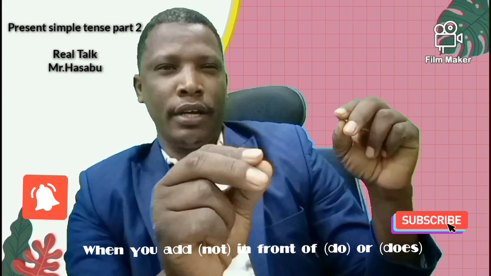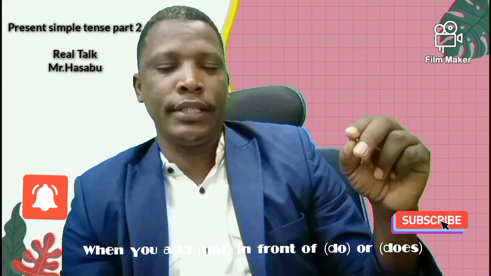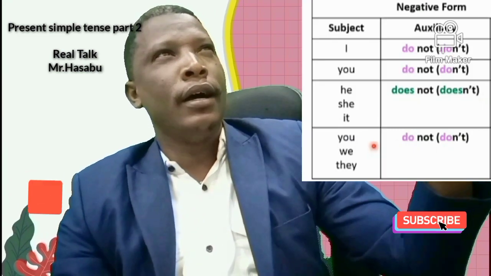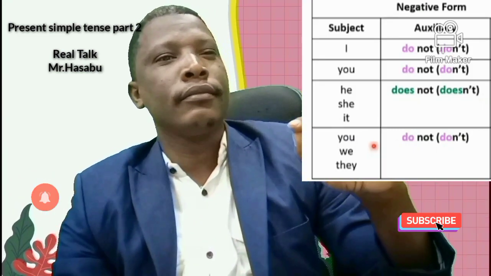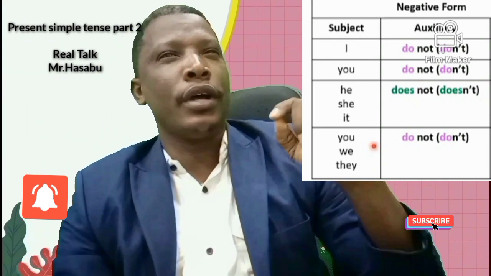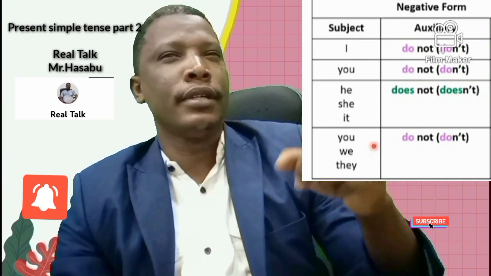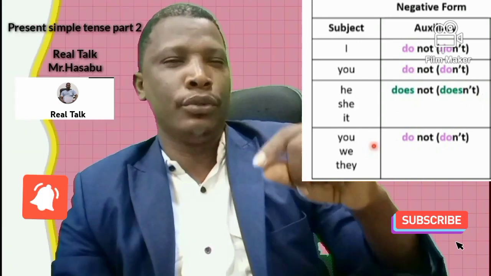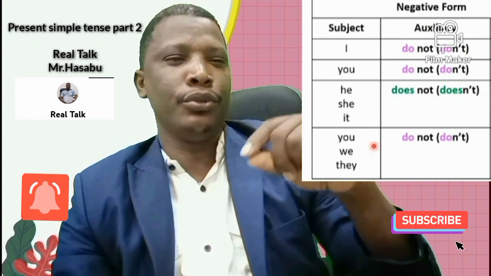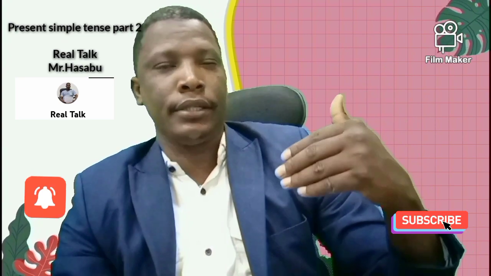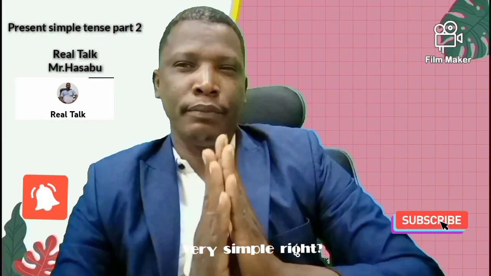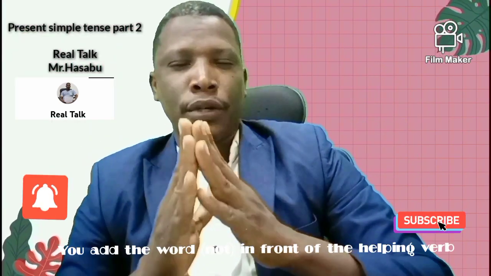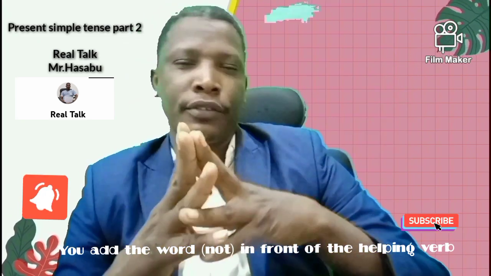When you add not in front of do or does, it becomes like this: I do not. You do not. He does not. She does not. It does not. We do not. They do not. And of course, you can also say don't and doesn't. Very simple, right? You add the word not in front of the helping verb.